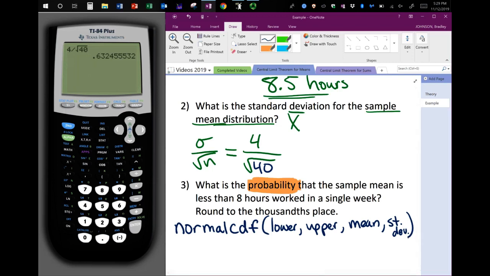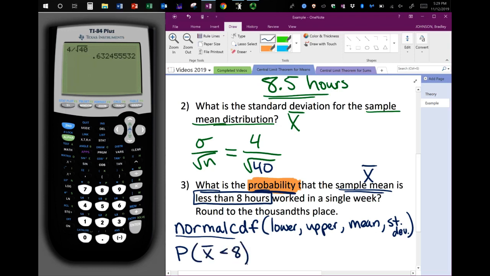Now, we want the probability that the sample mean is less than 8 hours. So we are thinking sample mean is x bar. Now we know from before x bar is distributed normally, which is why we can use normal CDF. Let me write the probability notation first. The probability that the sample mean, so x bar, is less than 8.